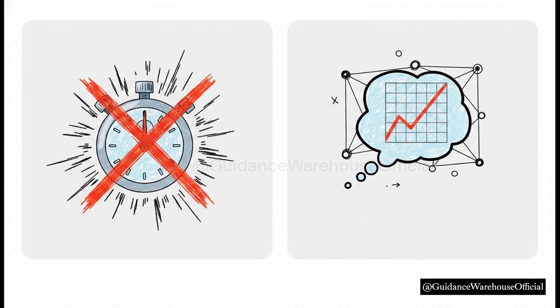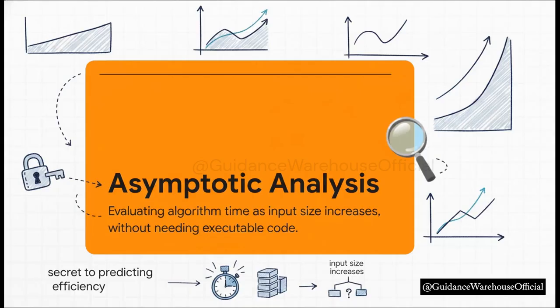The main reason? Experimental analysis requires a fully built, fully functioning program. Building large systems is incredibly expensive and time-consuming. Plus, your stopwatch results are going to wildly fluctuate depending on the processing power or memory of the specific computer running the code. We really need a way to compare algorithm designs long before we spend the time and money actually building them. And that is exactly where asymptotic analysis comes in.